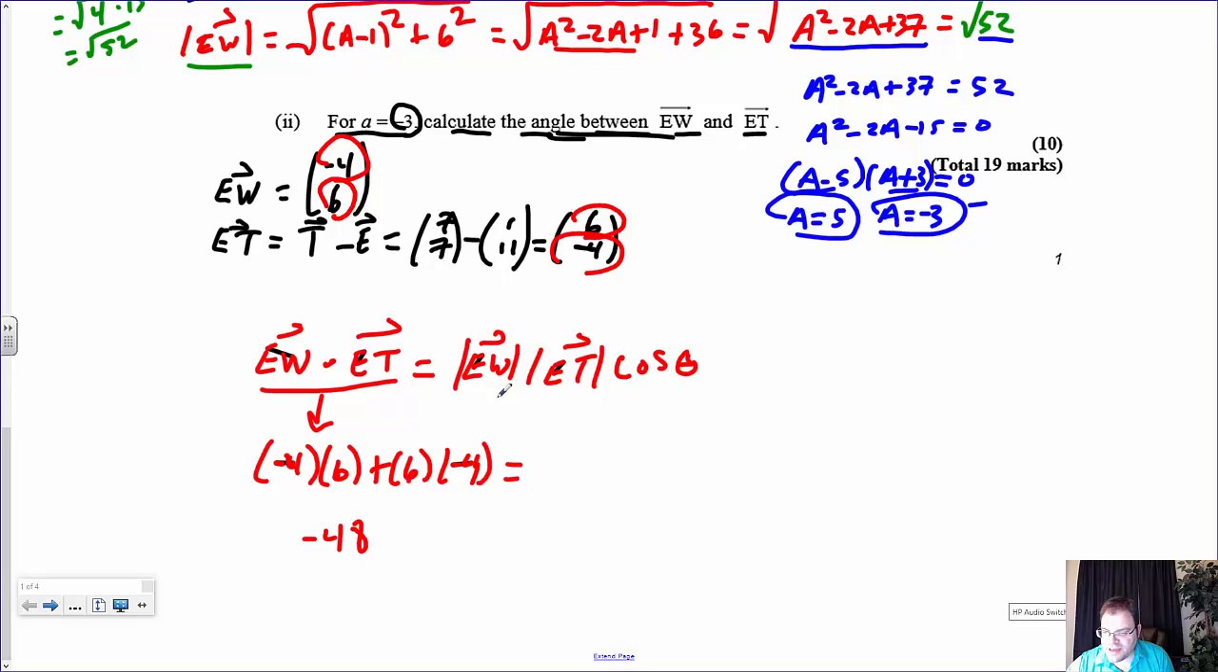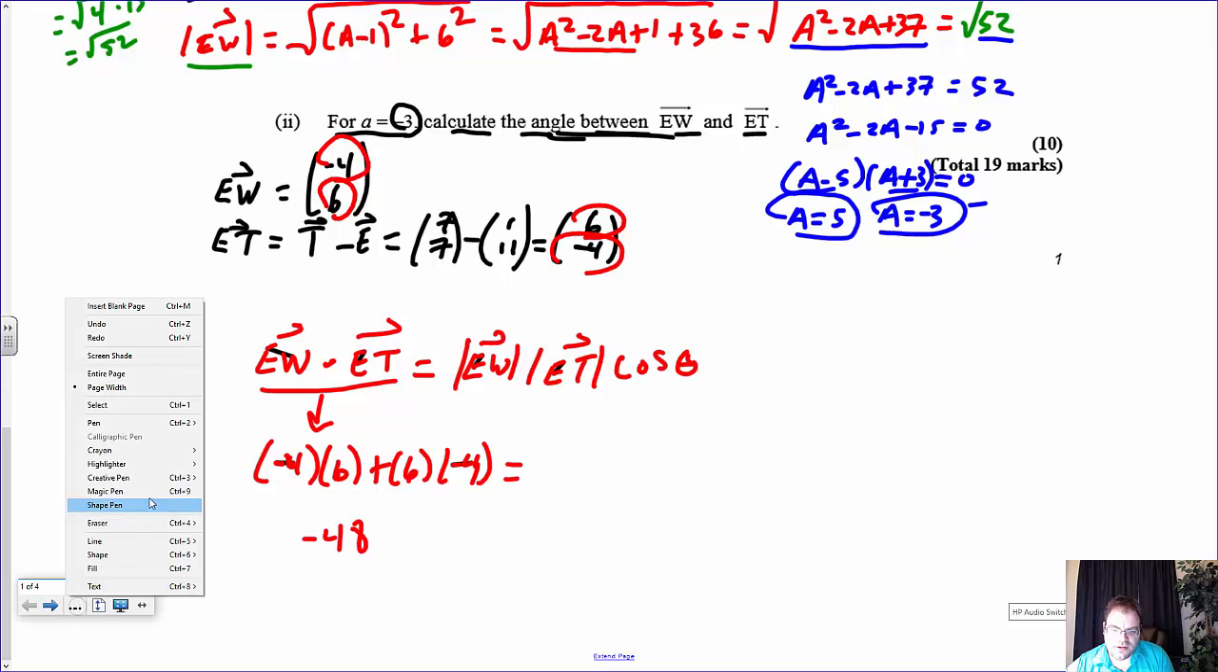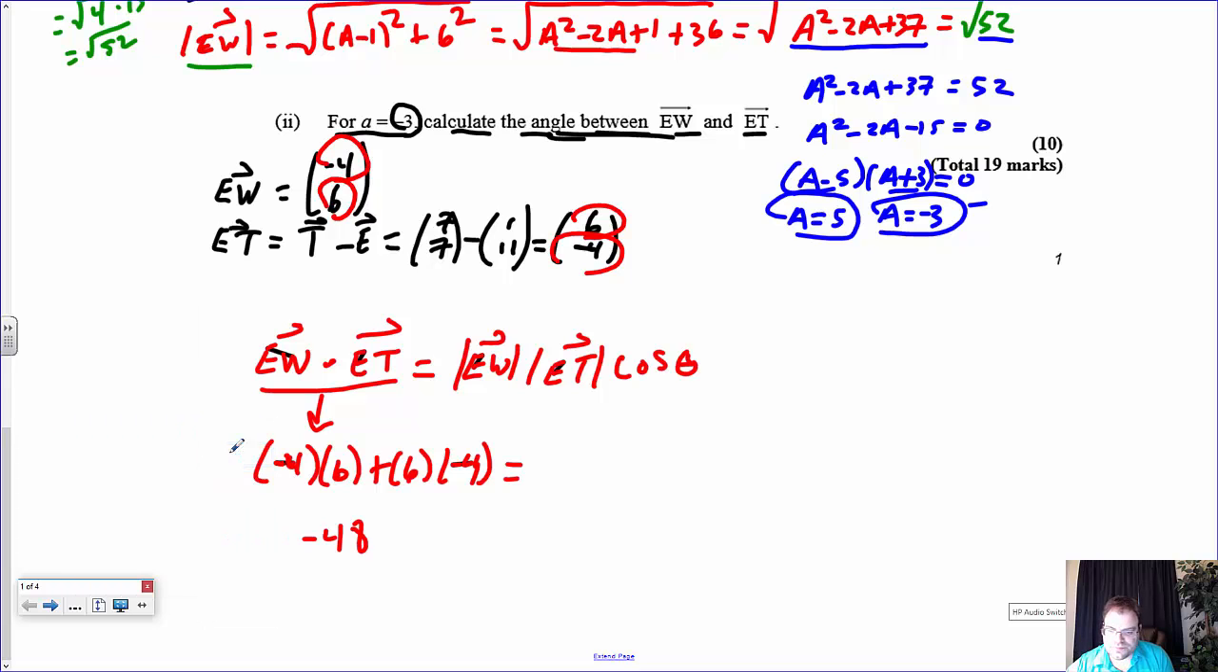This is equal to the magnitude of EW. Now, let's change my color really quick. EW, the magnitude of that, is the square root of EW's components, which are negative 4 and 6, all squared.